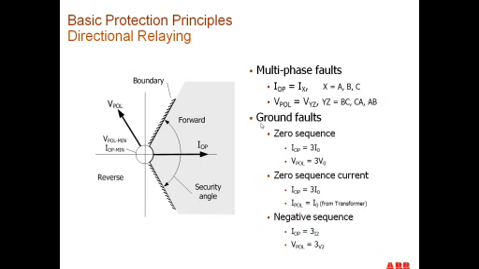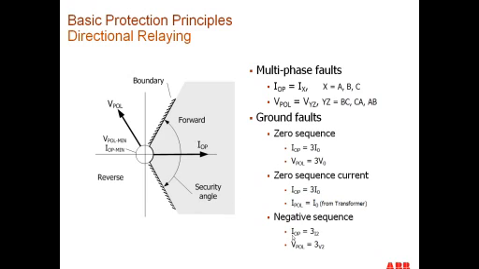Similarly, for ground faults, we could use zero sequence current: for the operate current, we use 3I0, and for the polarization quantity, we use 3V0.